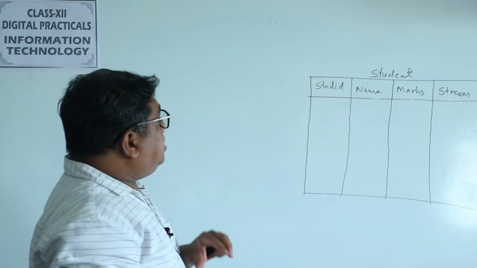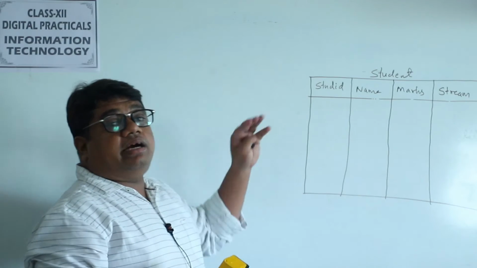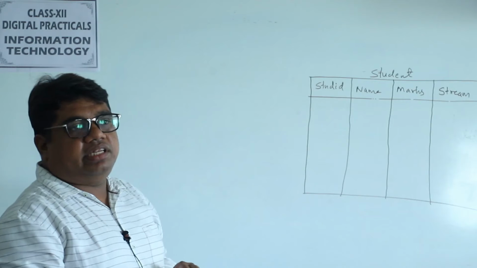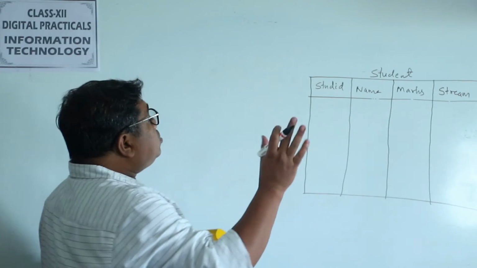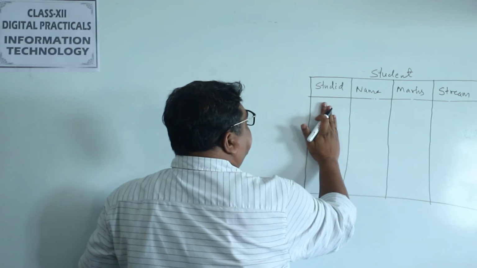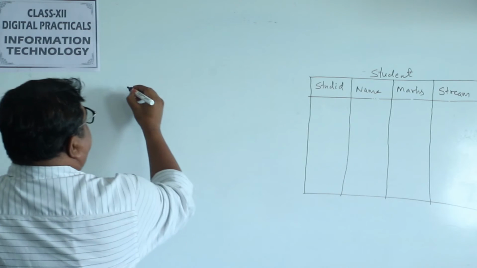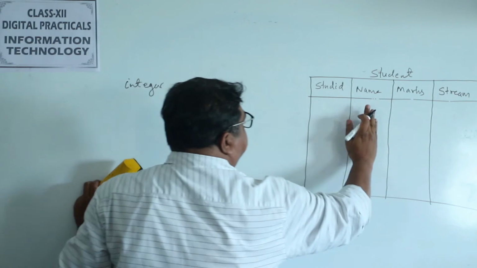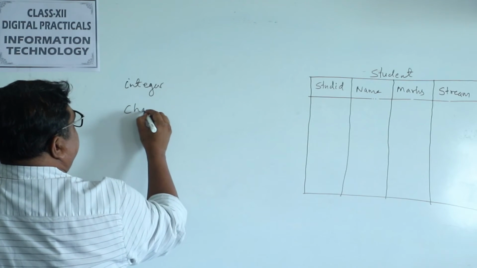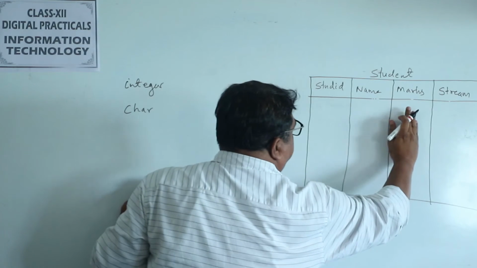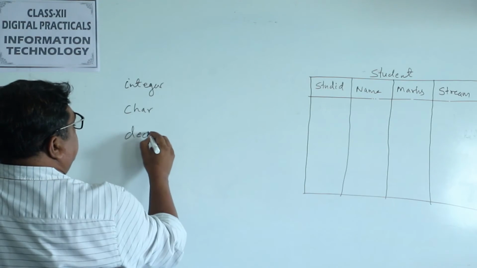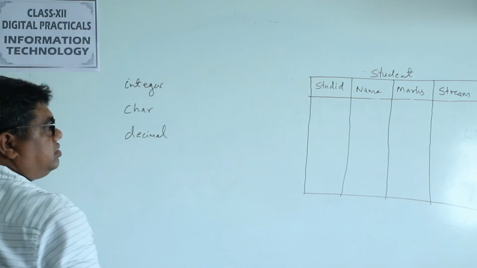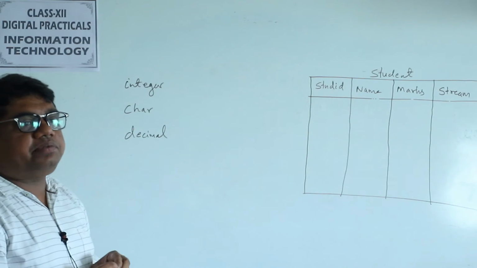See, here I am giving an example where it will cover all those data types. So these 4 columns, I want to create this table, and the table name is student. The data type for this column will be integer. What will be the data type for name? It will be character. And what will be the data type for marks? It will be decimal. And what will be the data type for stream? Again, it will be a character. So I will discuss these 3 data types.